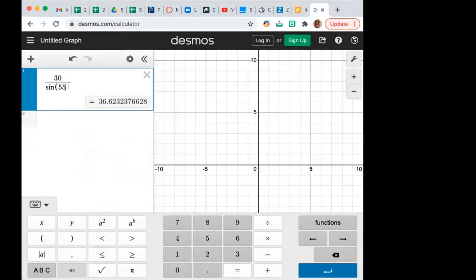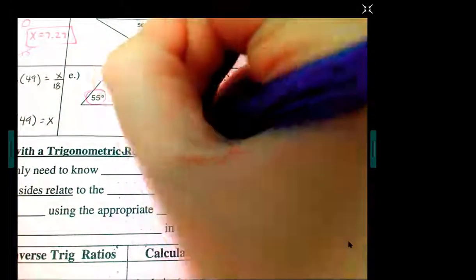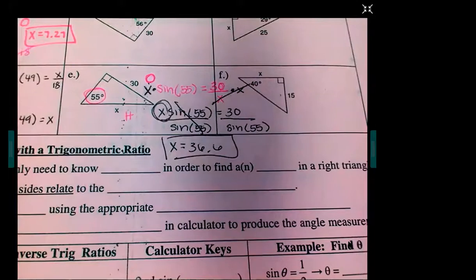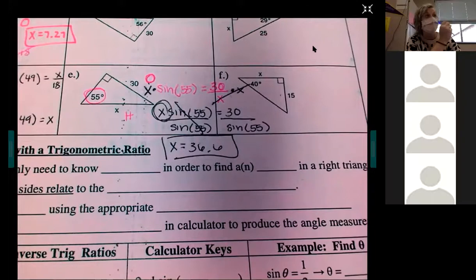So what should X be rounded to the nearest 10th? Very good, 36.6. How do y'all feel about this? Do you feel like you can do it? What's the hardest part? Solving? You think solving? I think setting it up is going to be the hardest for some of y'all. For some of you, it might be the solving. Just remember, if X is in the bottom, you're going to have to divide, okay?